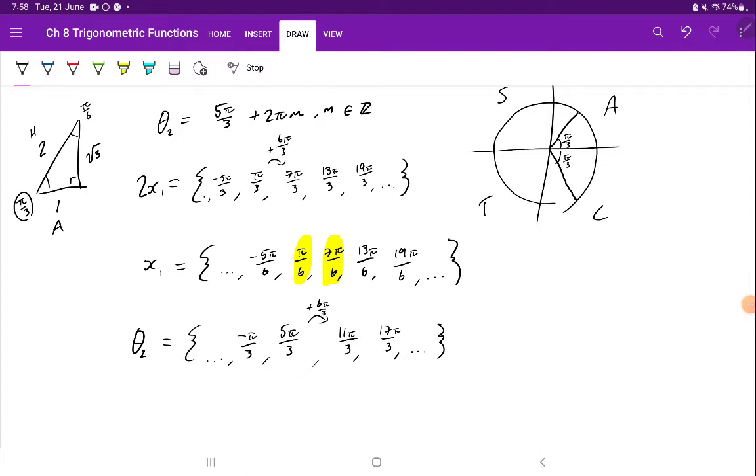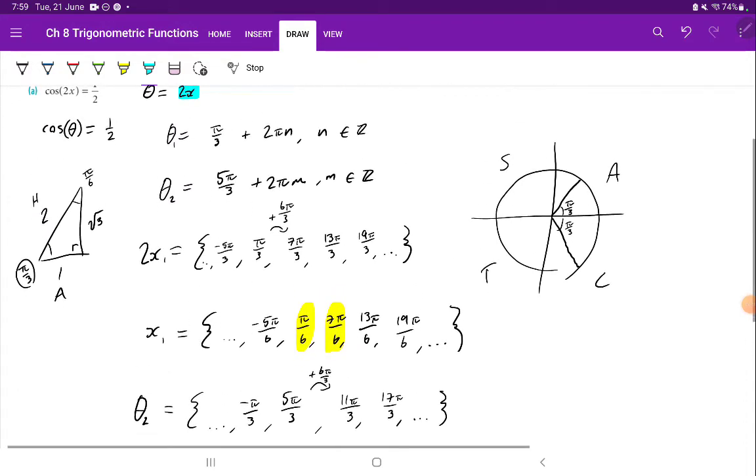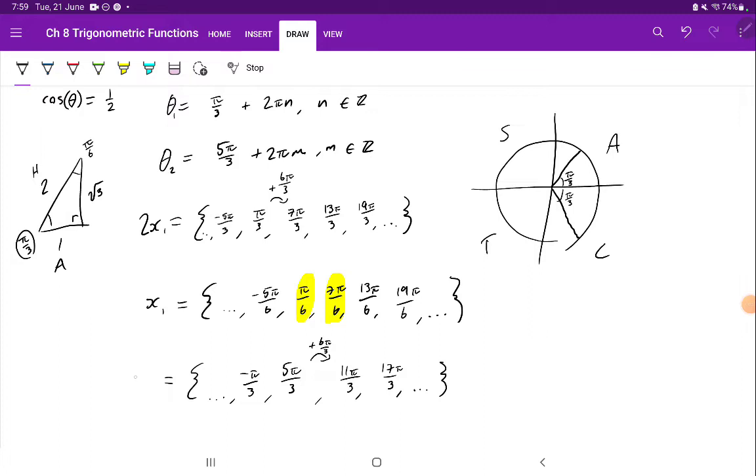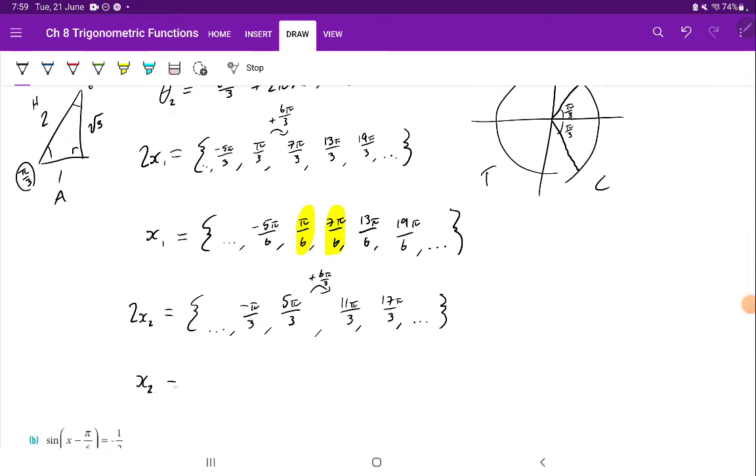And notice that really the only thing that's changing is the numerator, the coefficient in front of the pi. So basically it's 5, 11, 17, and then negative 1 would be the first one going the other direction. Okay, so it's really important to be able to see those sorts of patterns. But once again, we weren't ever trying to solve for theta 2, so let's replace theta 2 back with 2x. And this is going to be x2, because we're now solving for the second group. And so x2 is then going to be, well, divide everything by 2, minus pi on 6, 5 pi on 6, 11 pi on 6, and 17 pi on 6.